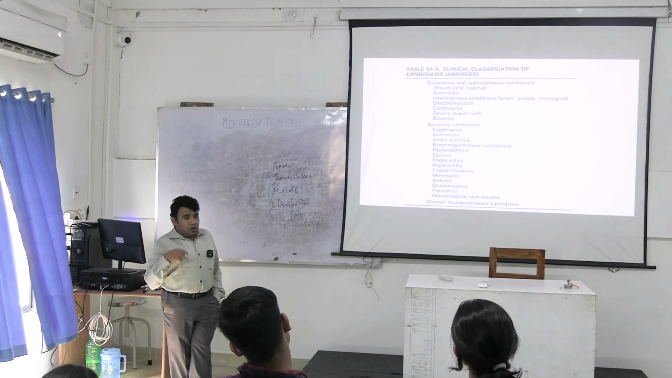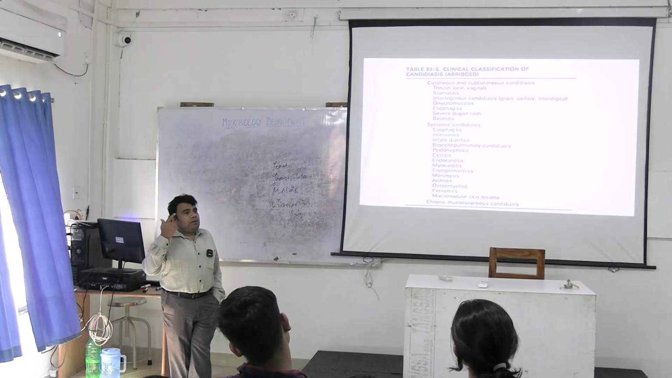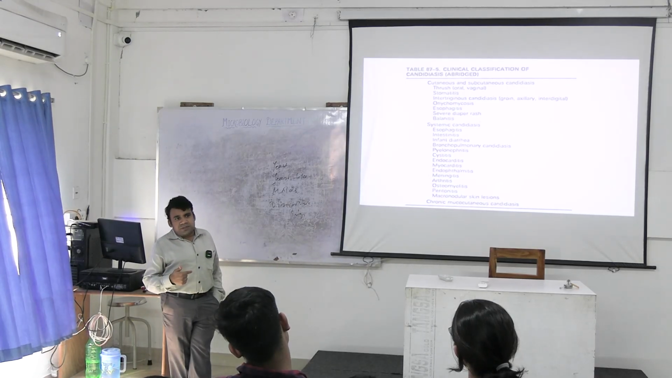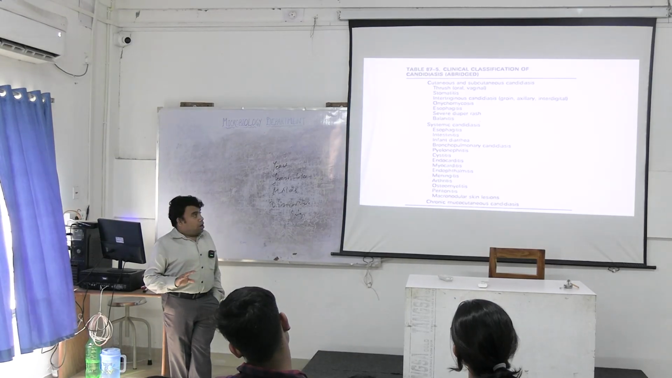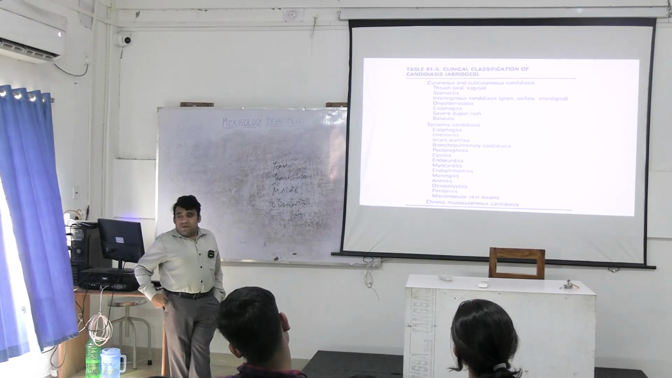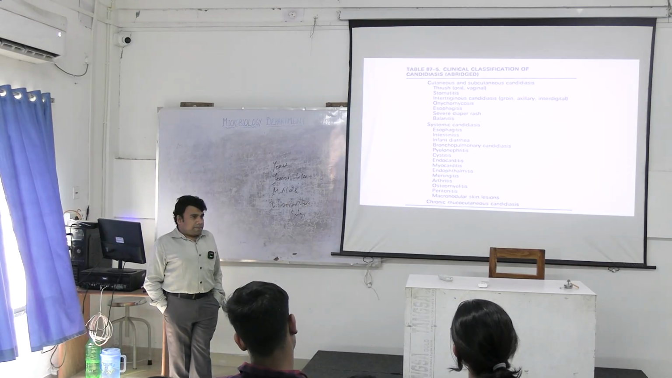esophagus. Oral thrush means it's the overgrowth in the mouth. The same overgrowth may spread into the esophageal epithelium. We call it as esophagitis. Or a very particular type of rash is seen, especially in infants.